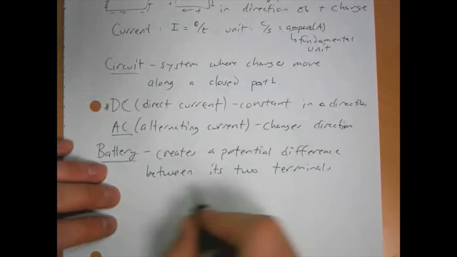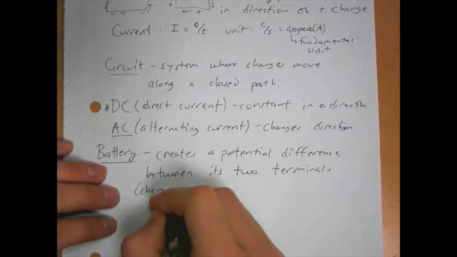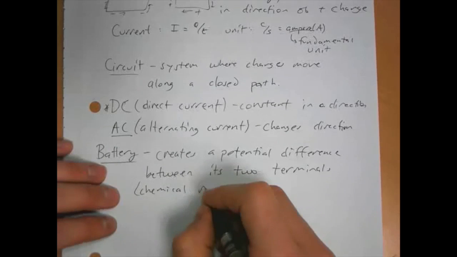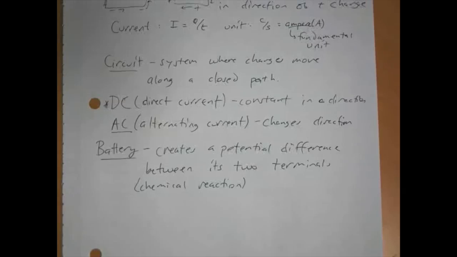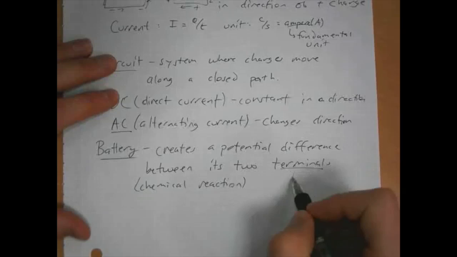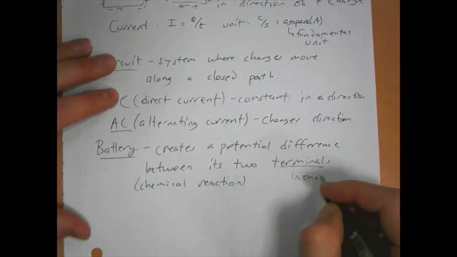And this is done typically via some kind of chemical reaction. And that chemical reaction creates the potential difference. And because there is a potential difference, electrons tend to flow from the negative terminal toward the positive terminal. Terminal is just the two ends of the battery.